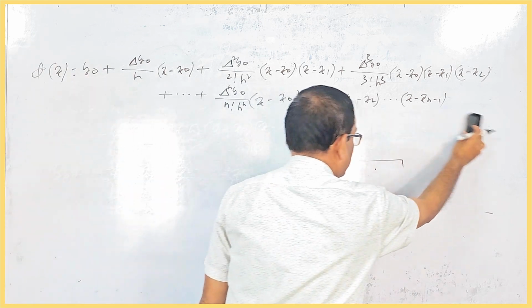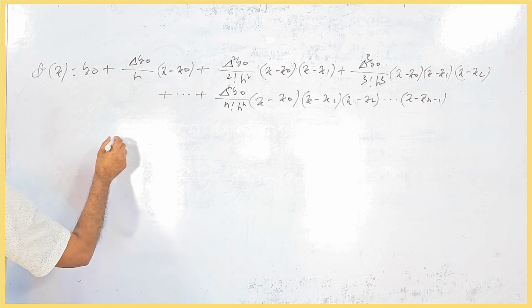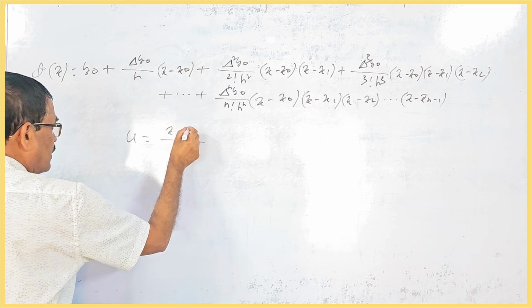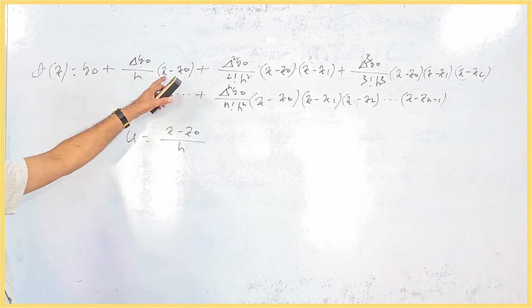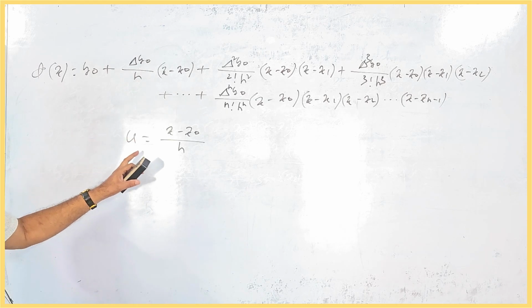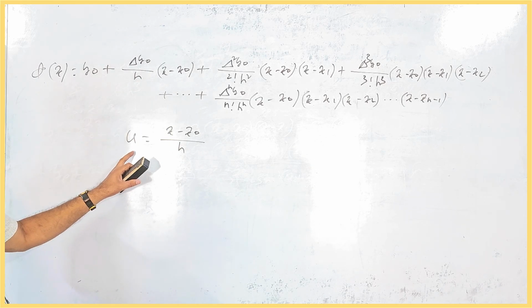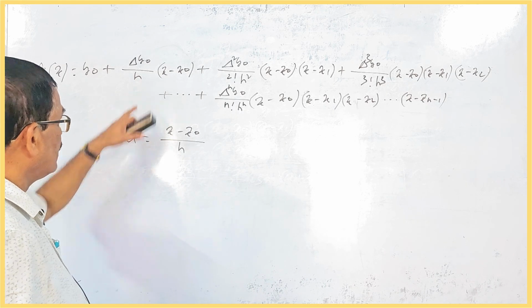Now I will define one variable. The variable u is defined as x minus x naught divided by h. This means the first term, x minus x naught divided by h, is replaced by another variable because x is a free variable. So now the variable becomes u, and the first term is equal to u.